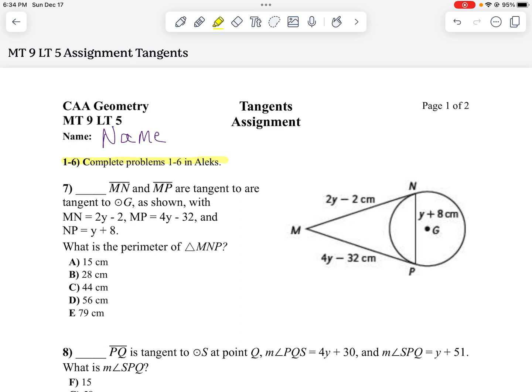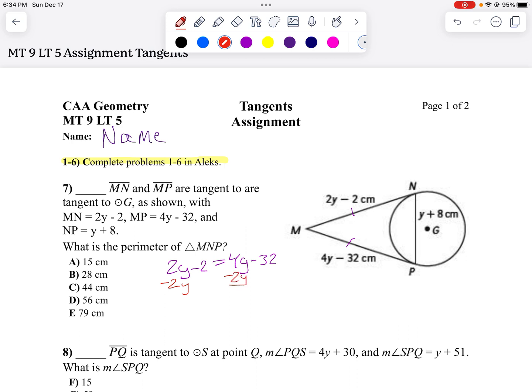On question number 7, we know two tangents have to be equal when they're drawn from a point outside. So in other words, MN and MP are the same, or I'd say 2y minus 2 equals 4y minus 32. This will help us solve for y. So we'll minus 2y from both sides, and we get 2y. Might as well add 32 to both sides at the same time, and we get 30 equals 2y divided by 2.